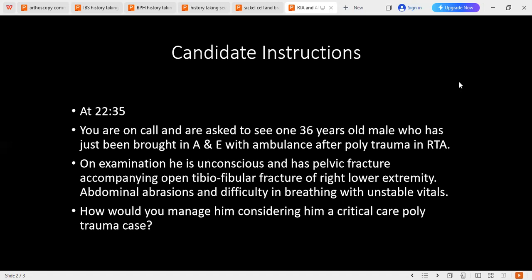All right, so if you've read and understood, considering this critical care scenario, please tell me how would you manage this patient?